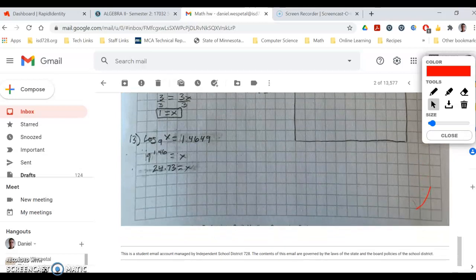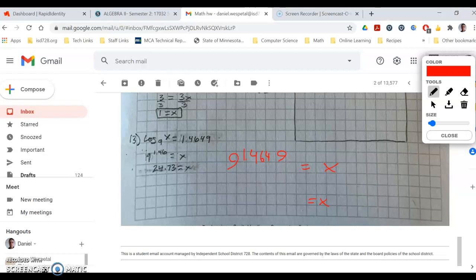Okay, so 13. 13 looks good. The only thing I can think is maybe don't round it so much. So the base is 9, and then 1.4649 is the exponent, right? And that'll equal x. And try that and see if we get a slightly different answer.